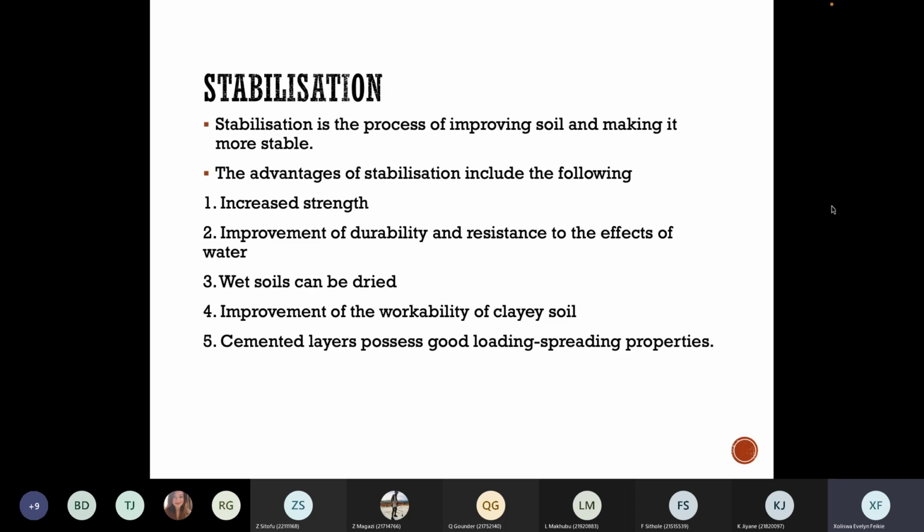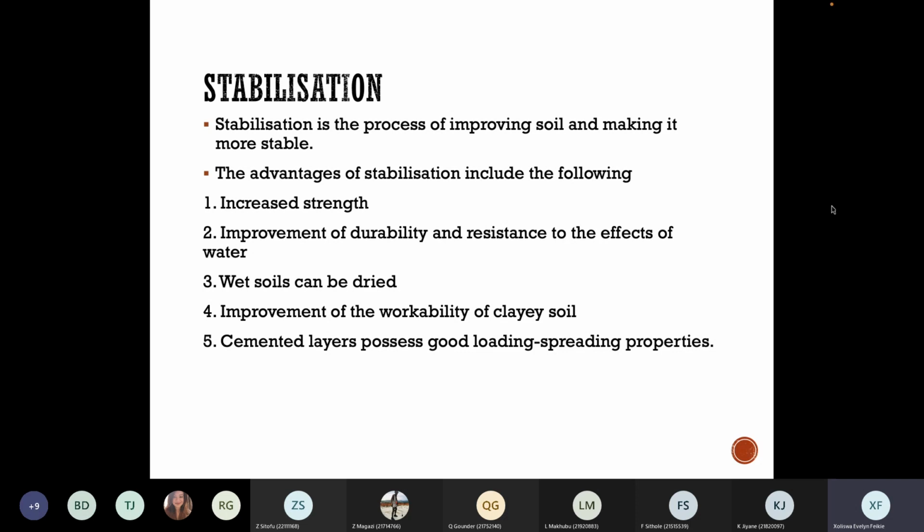The other part that we need to cover is the stabilization. What is the stabilization? So we said that when you are doing your sieve analysis and all these preliminary tests, you do them because you want to find out the suitability of the material. Will I be able to use the material? Yes or no. If you can't use the material and you find that it's not that bad, I can stabilize the soil. Stabilization is the process of improving soil and making it more stable.